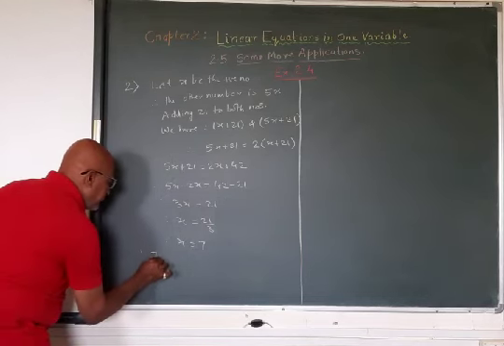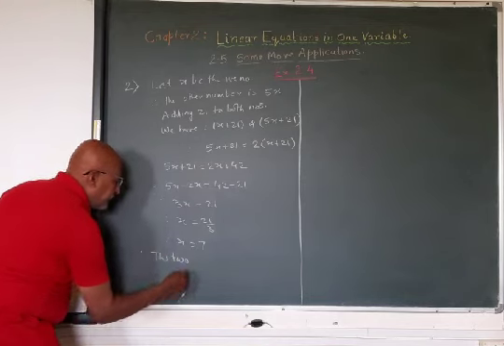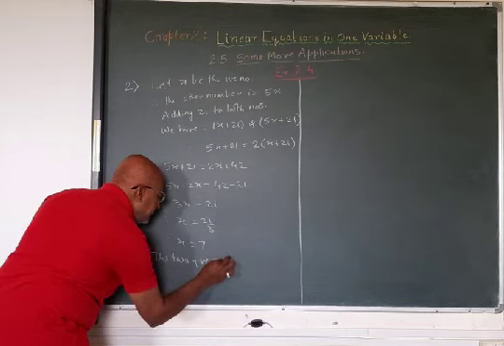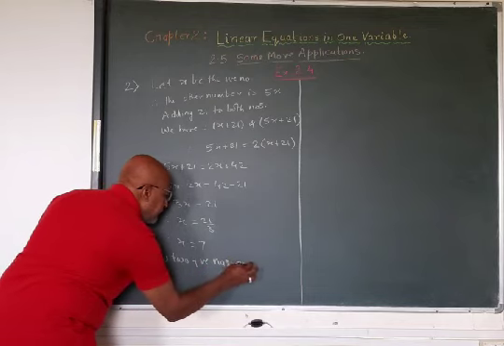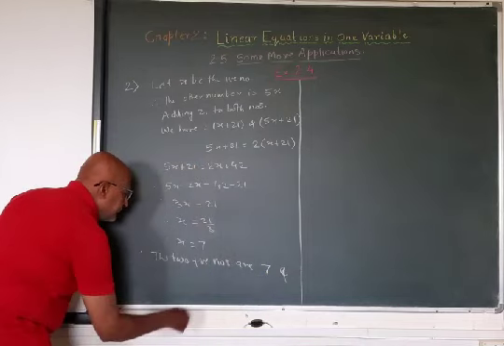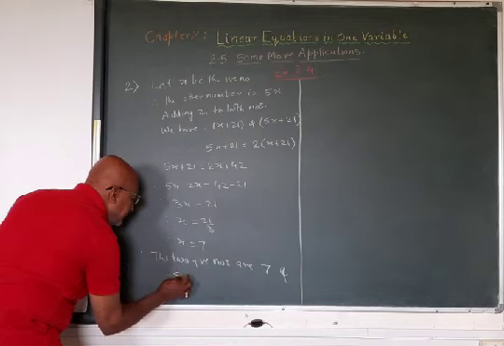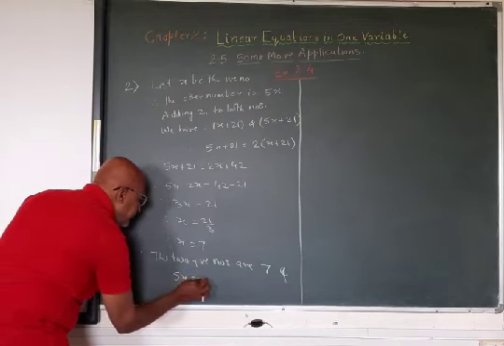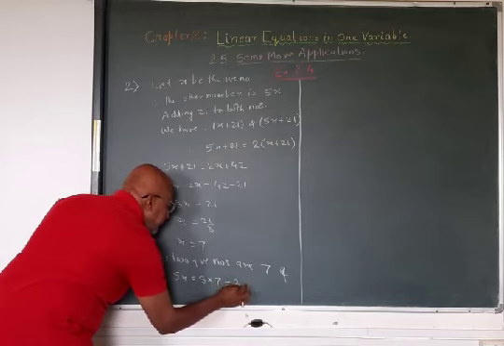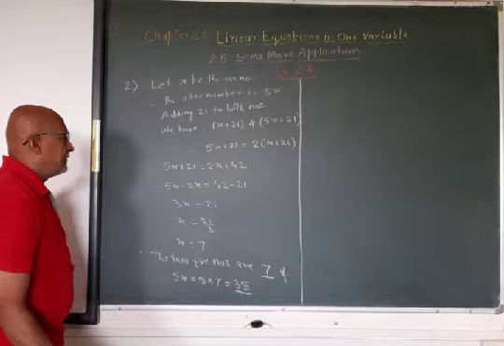Therefore the two positive numbers are 7 and 5x, which means 5x equal to 5 into 7 equal to 35. So the two numbers are 7 and 35.